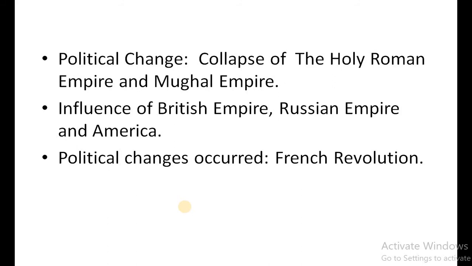So these were the political changes that took place throughout history, but they also influenced the British as well. For example, the collapse of the Mughal Empire led to the arrival, or you can say the glory, of the British Empire. So these were the changes that had their impact on the mind and the psyche of the people of particular areas. Next, if we consider the influence of the British Empire.